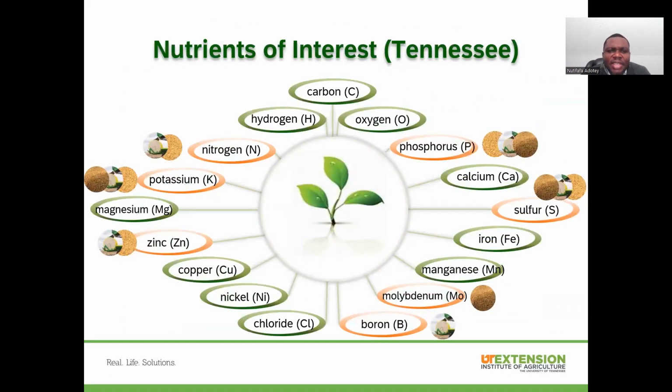So in the state of Tennessee, the nutrients of interest for most row crop growers, there are about 7 of them. And this will be your nitrogen for cotton and corn, your potassium and phosphorus for cotton, corn, and soybeans, as well as sulfur. And then molybdenum is very important when you're growing soybeans, because molybdenum is a cofactor of the nitrogenase enzymes, which help in the nitrogen fixation in legumes. Boron is also very important for cotton, and then zinc is also very important for cotton as well as corn.